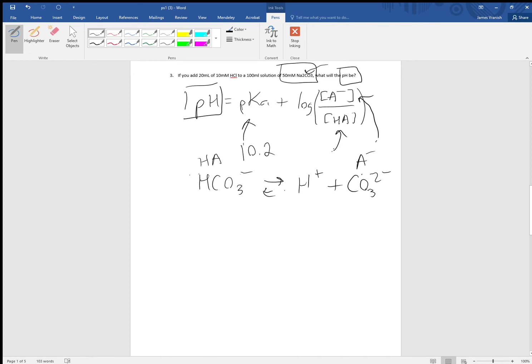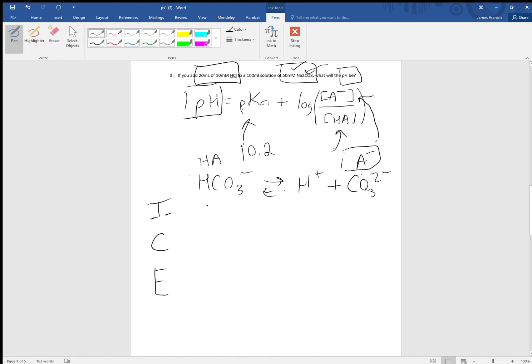We're given initially that we have 50 millimolar carbonate. So we're given the concentration of the A- initially. But we're changing something here: we're adding in this strong acid. So if we have initial conditions and then a change, we're going to end up using an ice table. We have our initial row I, our change row C, and then the concentration at equilibrium, which is ultimately what we want, represented by the E row here.